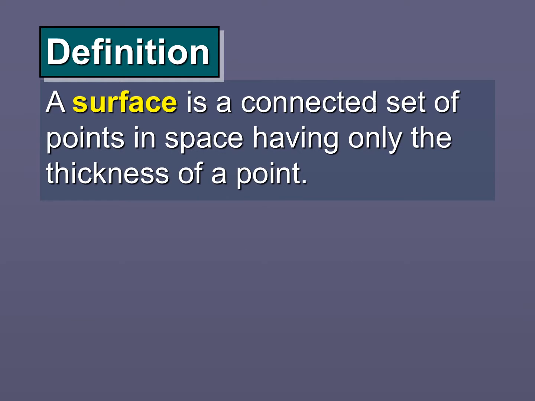So let's start with the definition of a surface. A surface is a connected set of points only having the thickness of a point. So this is just the surface. There's no volume yet. The thickness is just a point. So this would be an example of a surface.